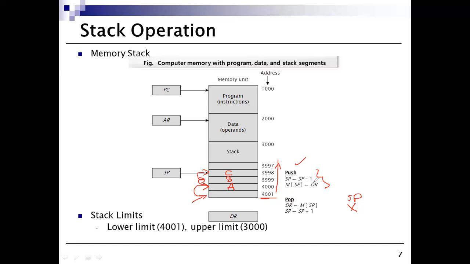Okay. And reverse operations. So for pop, exactly, you first transfer the element pointed by the top of stack to the data register, and then the stack pointer is incremented by 1. The stack pointer is incremented by 1 because exactly the reverse of push has to be done in pop.